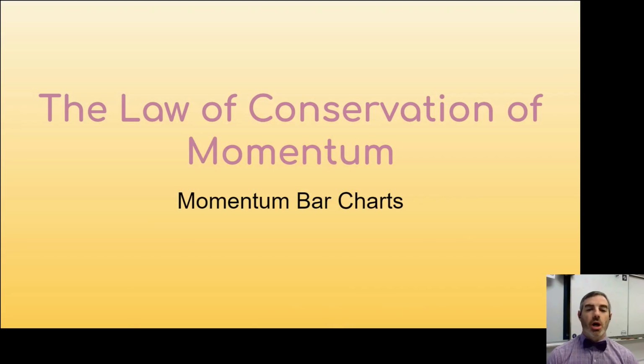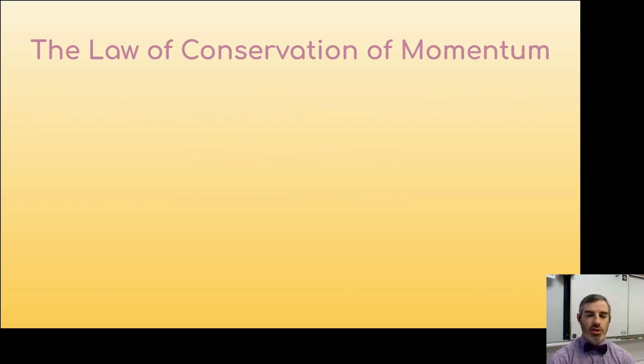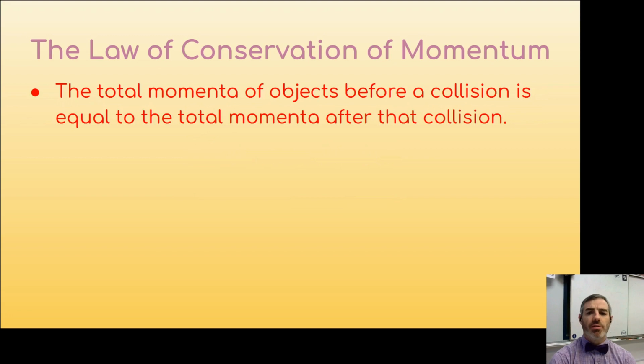In this video, we're going to talk about the law of conservation of momentum and how we use momentum bar charts to represent it. First off, the law of conservation of momentum states that the total momenta of the objects before a collision is equal to the total momenta after that collision. Momenta is just the plural of momentum. So if we have multiple objects moving, we have multiple momenta.